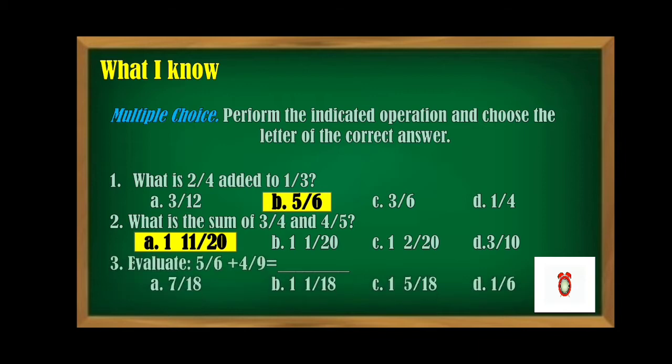Number 3. Evaluate 5/6 plus 4/9 equals. Is it A. 7/18, B. 1 and 1/18, C. 1 and 5/18, or D. 1/6? Very good. The correct answer is letter C, 1 and 1/18.